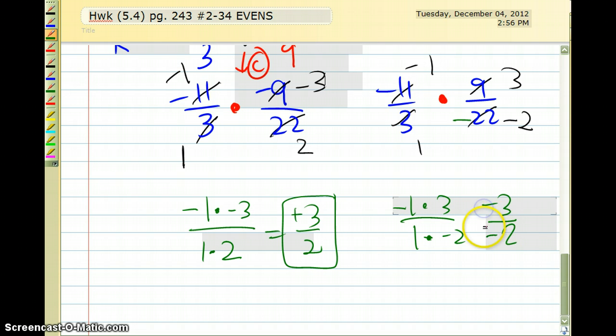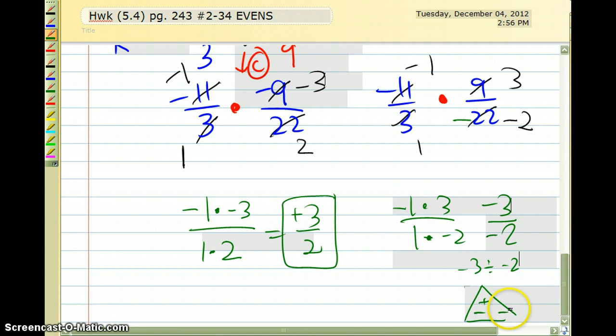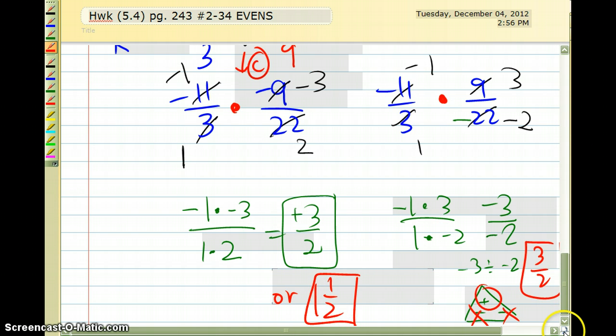A negative 3 over a negative 2 is really the same thing as a negative 3 divided by negative 2, and a negative divided by a negative. If I use my triangle, if I cross out a negative and a negative, I should get a positive answer, 3 over 2. My answer is 3 over 2 or 1 and 1/2 as a mixed number.